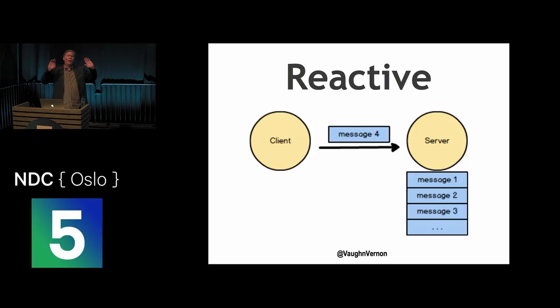The difference between an actor object and a typical OO object is that these actors communicate asynchronously by passing messages, and the messages are delivered from one actor to another through a mailbox. So the server here is receiving message 4, but it has already received messages 1, 2, and 3. It has not yet processed message 1, but it will process those in due order, one at a time, as a thread becomes available to it.